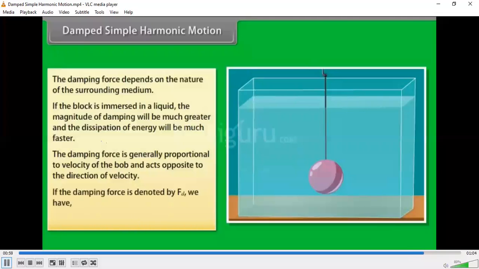If the damping force is denoted by Fd, we have Fd is equal to minus bv.